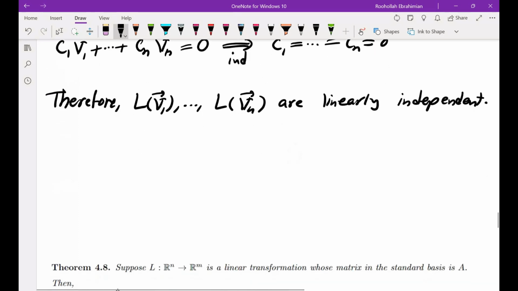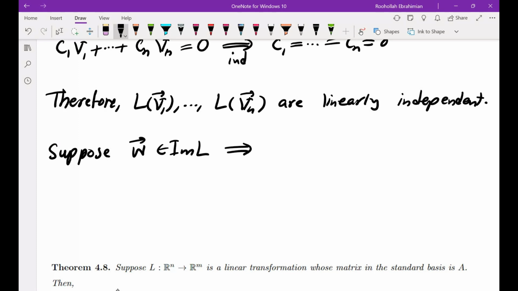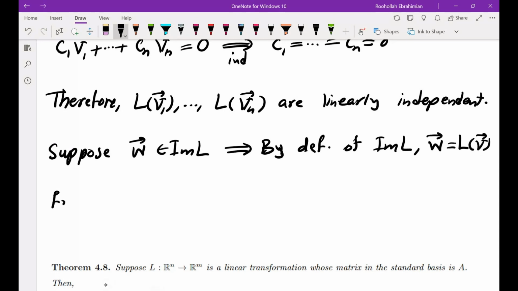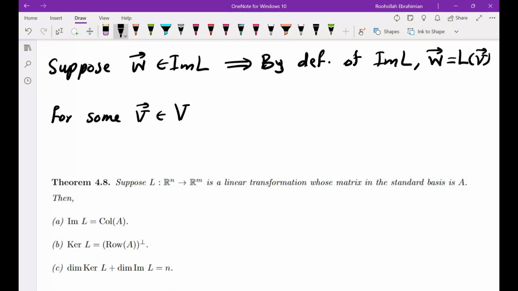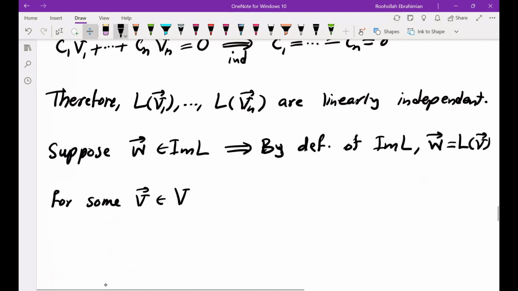Okay, now I will have to show that these not only are linearly independent, but they are also spanning. So let's just start from something in the image. So suppose W is something in the image of L. Okay, so if something is in the image, it means it must be L of something. So by definition of image of L, W must be L of some V, for some V in V. Okay, so what does that tell us?